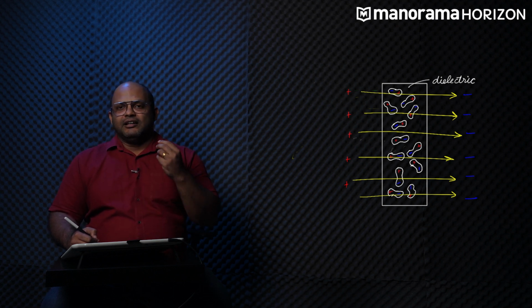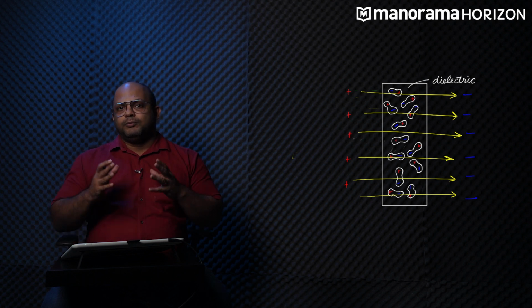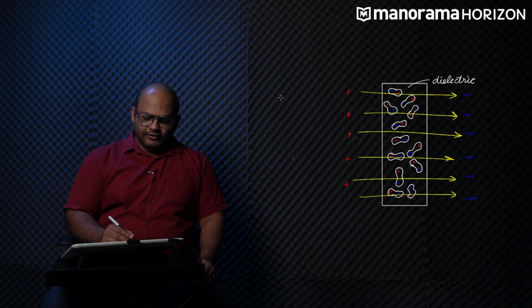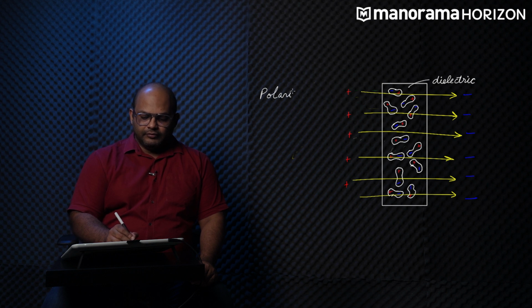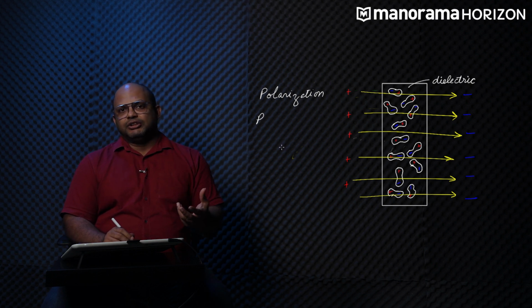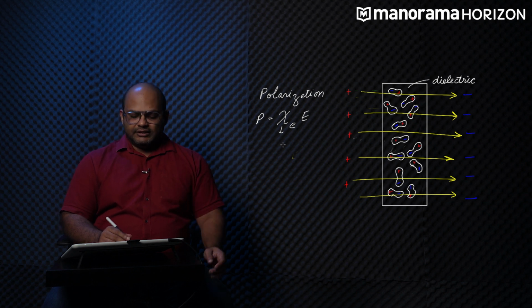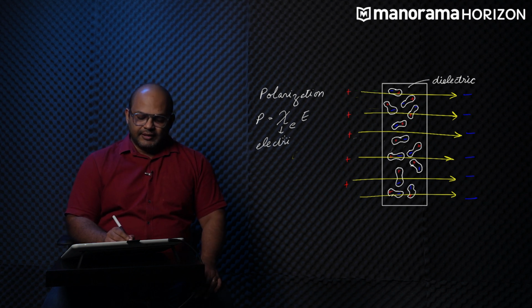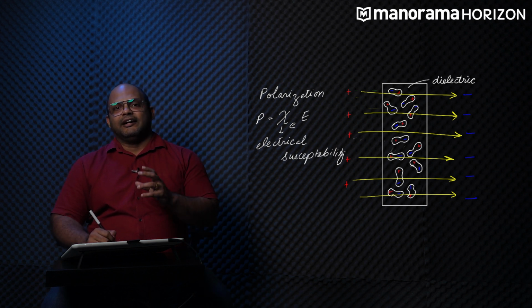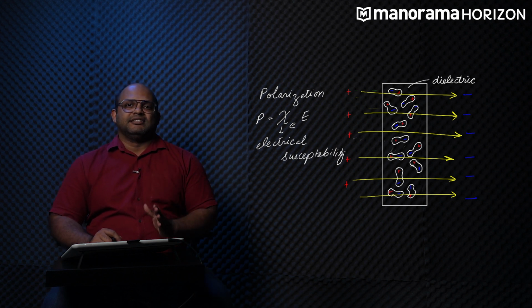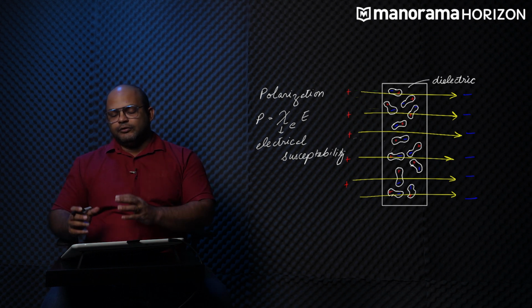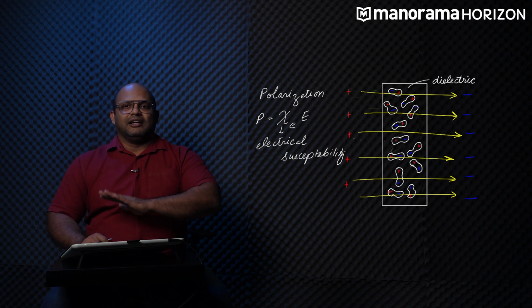In fact, we can define this mathematically as a quantity called polarization. So we can define this as polarization, which is denoted by the symbol P, and this polarization for these materials is equal to this symbol multiplied by the external field. So what is this symbol? This symbol stands for electrical susceptibility of a dielectric material. The higher the value of electrical susceptibility, the more easily the individual dipoles, the individual molecules are able to align with the external field.